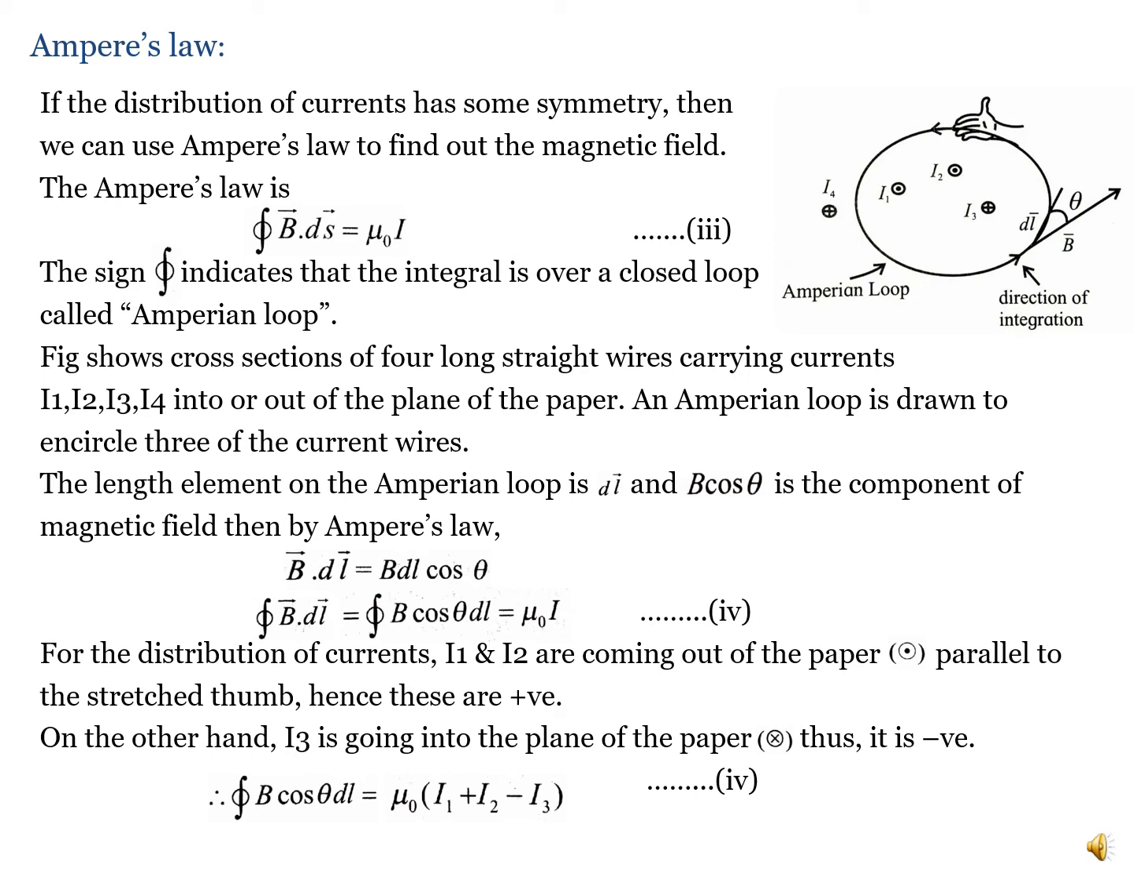Therefore, we can write the dot product of magnetic field vector and length element as B bar dot dl bar equal to B dl cos theta. From the definition or statement of Ampere's law, we can write the closed integral over B bar dot dl bar equal to closed integral over B cos theta dl equal to mu 0 I.